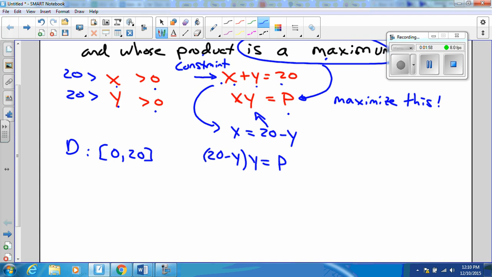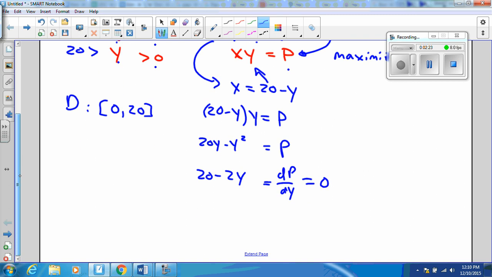How are we doing so far? Does this make sense? Okay. So now having done this, I've got p is equal to, I think we should simplify, 20y minus y squared. And now we're ready for critical points and endpoints. Find the critical points. Easy enough. dp/dy equals 20 minus 2y. Set that equal to 0. And I get one critical point, y is equal to 10. And now I'm ready to evaluate my product at the critical points and the endpoints.